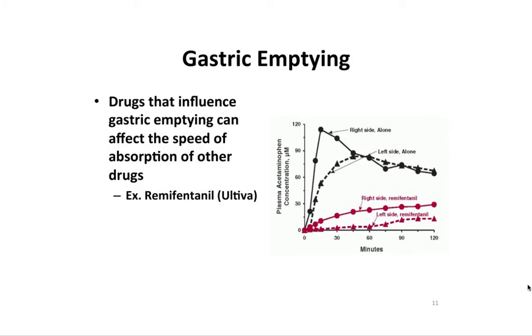Now, the red lines indicate when acetaminophen was given along with remifentanil. And as you can see, the plasma levels of acetaminophen have drastically reduced, and that's because remifentanil slows down the GI tract. And so acetaminophen absorption is clearly impacted. A clear demonstration of how narcotic analgesics impact gastric emptying, and how that can impact drug absorption from the GI tract.